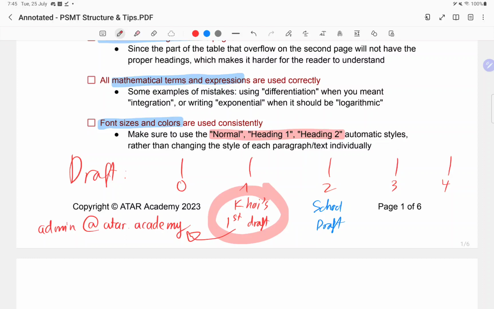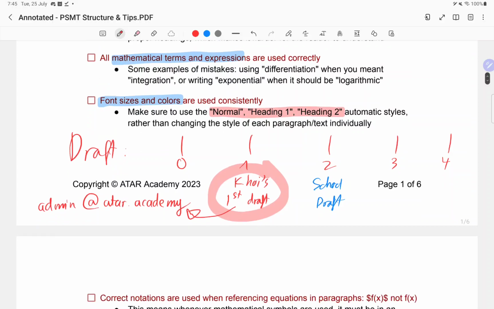Okay. So that's before your school draft. By the time you get your school draft, your draft will be basically pretty good. And the final draft will be even better. That's how you get your 20 out of 20.